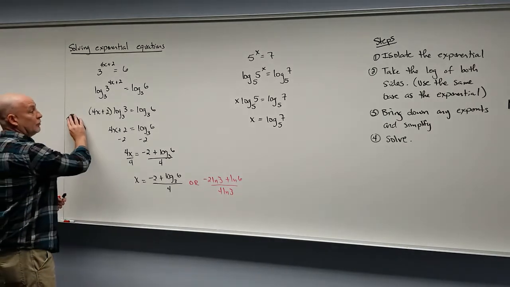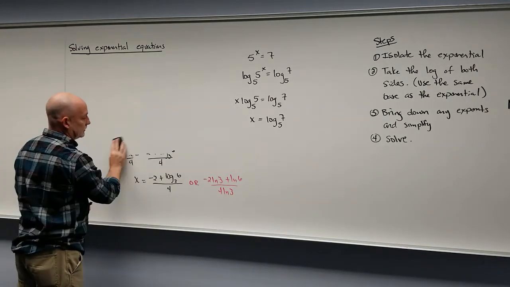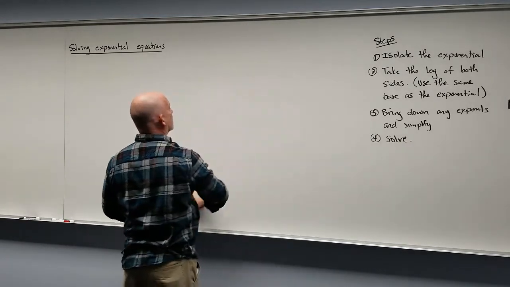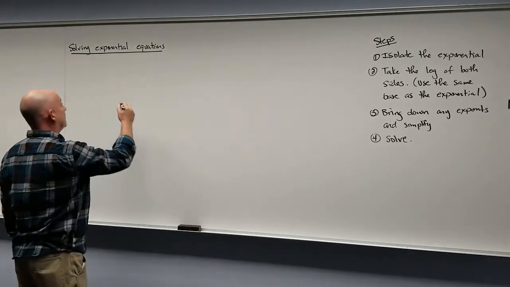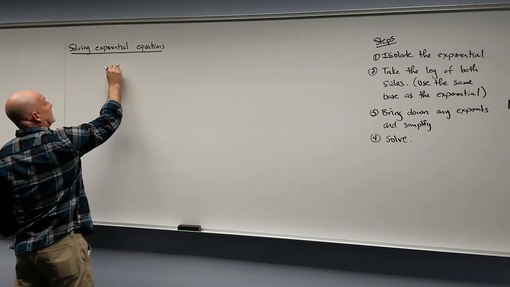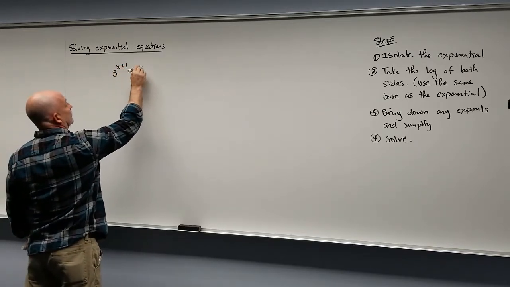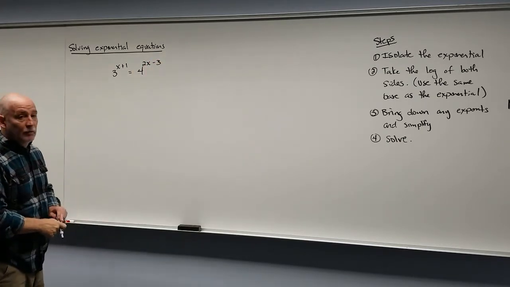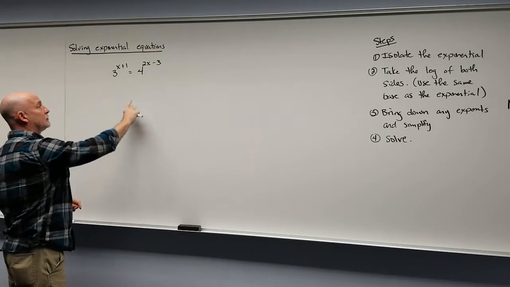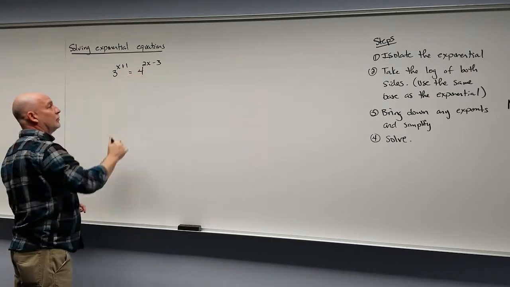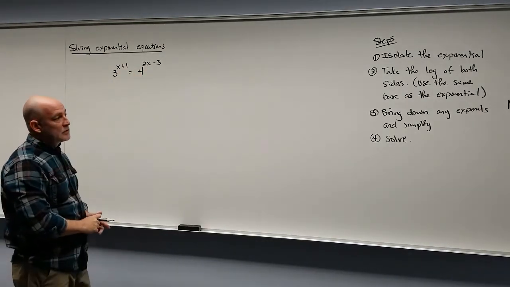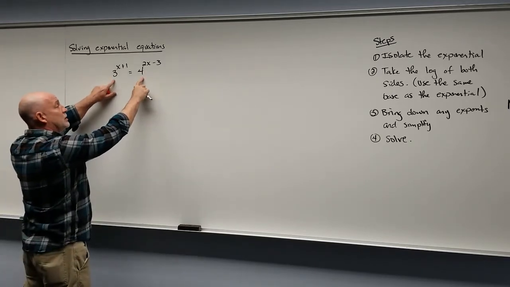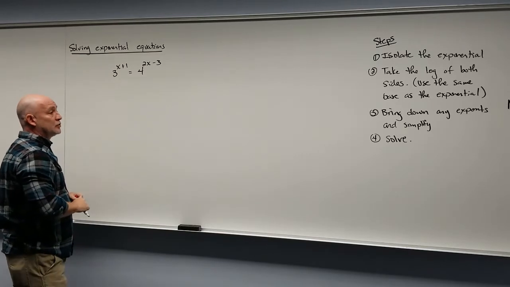And I need a little bit more room here, so let's say if I had 3 to the x plus 1 is equal to 4 to the 2x minus 3. All right, a little bit more complicated this time. Again, this is still an exponential equation because we have variables in the exponents. Step 1 says isolate the exponential. However, I have 2 exponentials, but each one is on a side by itself, so it should work.